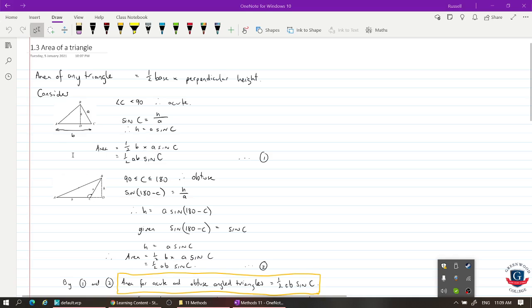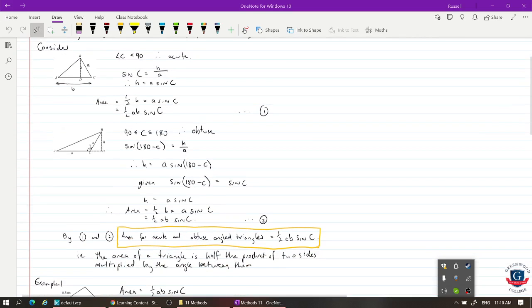Now, the area is equal to half the base times the perpendicular height. We now know the perpendicular height is a sine C, so half of the base, which in this case happens to be b, times a sine C, the perpendicular height, which if we simplify it comes to half ab sine C. We're going to call that equation 1. And what that does is it shows us that we can find the area of any triangle by halving the two lengths on either side of one of the angles, and then multiplying it by the sine of that angle.